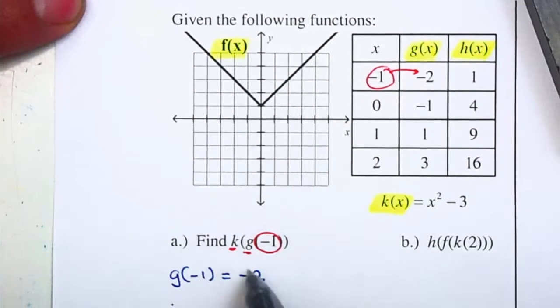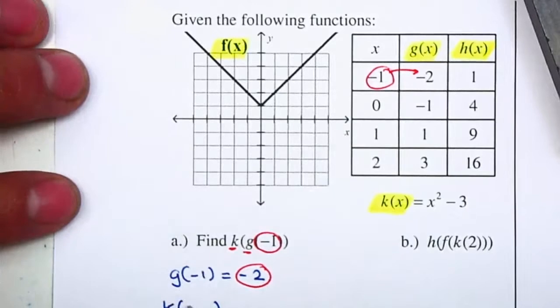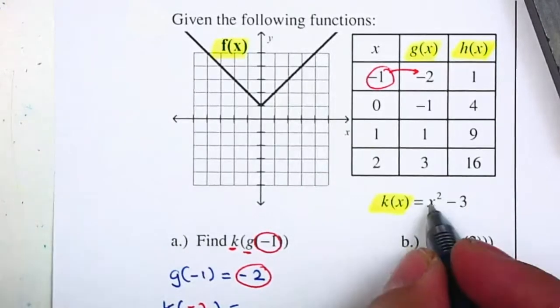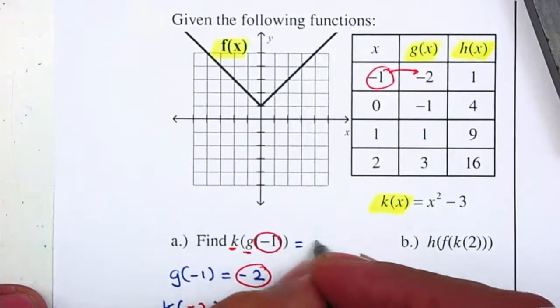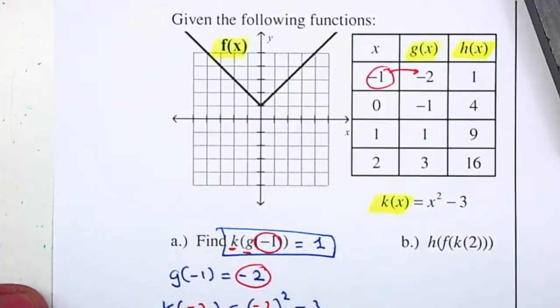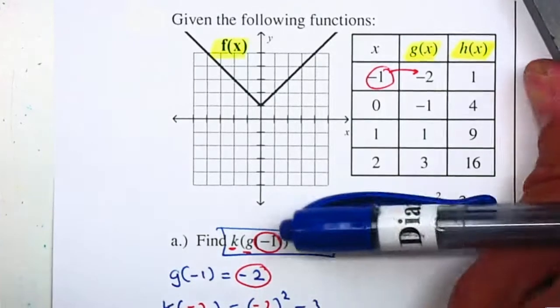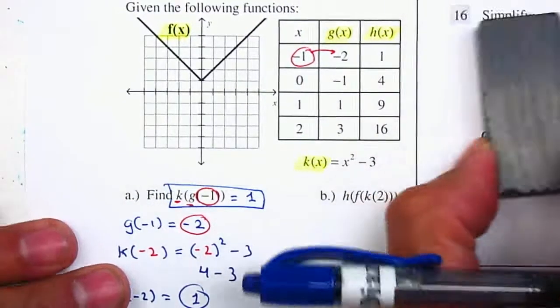And whatever we get, we're going to plug inside that k. So I need to find k of negative 2. For the k function here, they give you an equation. So I just now need to plug it in. Instead of the x, I want to replace it with a negative 2. That gives me 4 minus 3, which gives me a positive 1. So k of negative 2 is equal to positive 1. So k of g of negative 1 is equal to positive 1.